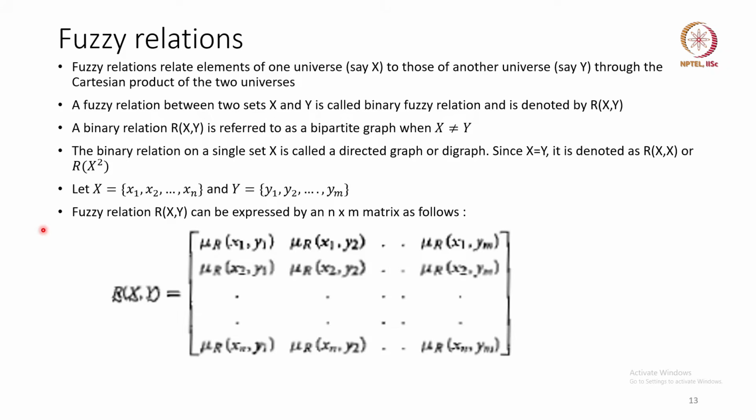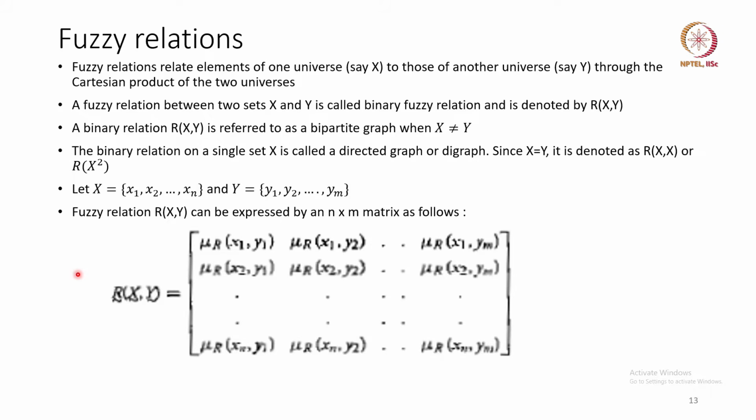Okay, next we'll come to the fuzzy relations. The fuzzy relations are just like the relations in the crisp sets, right? So you have one universe X and you have the other universe Y, and you talk about the Cartesian product between the two universes. So something like X cross Y.